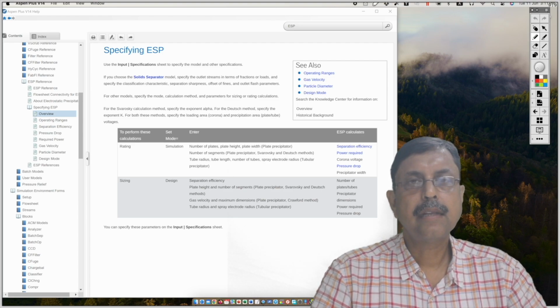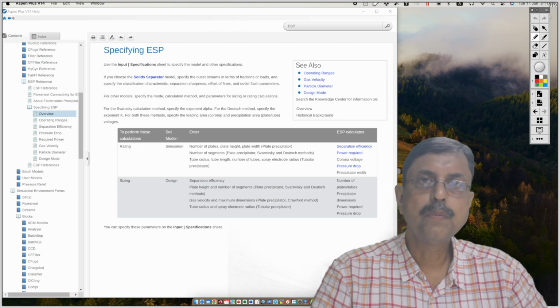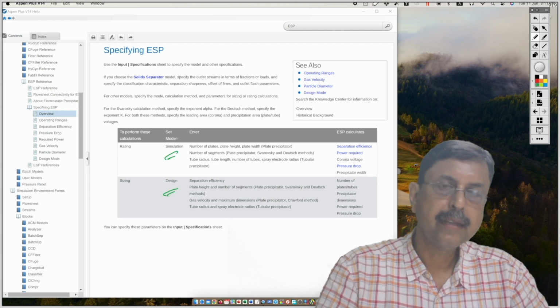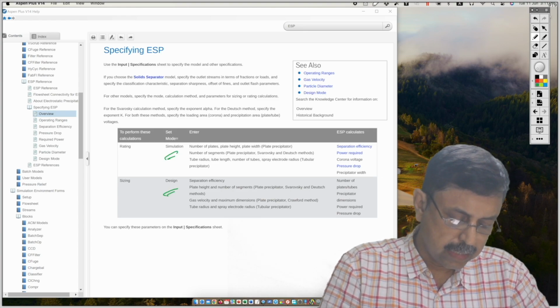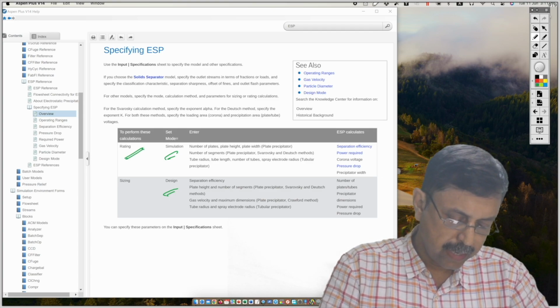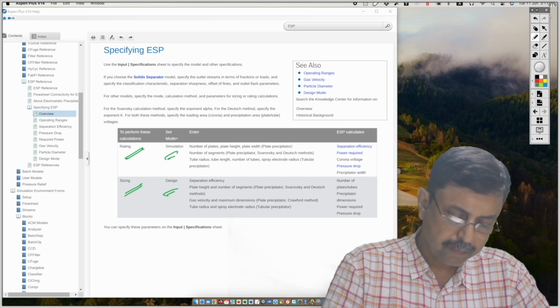Like any other solid separators, electrostatic precipitators can also be run in two modes. One is simulation mode and another is design mode. In other words, simulation mode is also called rating, and design mode operation is called sizing.